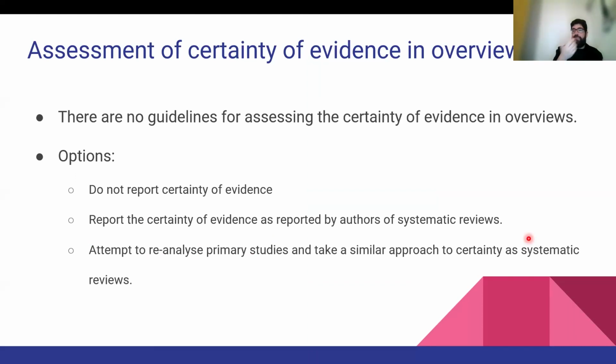currently there is no guideline for assessing certainty of evidence in overviews. So you can just not report the certainty of evidence, report it as it was reported by the overview authors, or try to attempt to make a de novo certainty of evidence assessment as if you were doing a systematic review. That's a little more difficult and not quite clear how to do that.